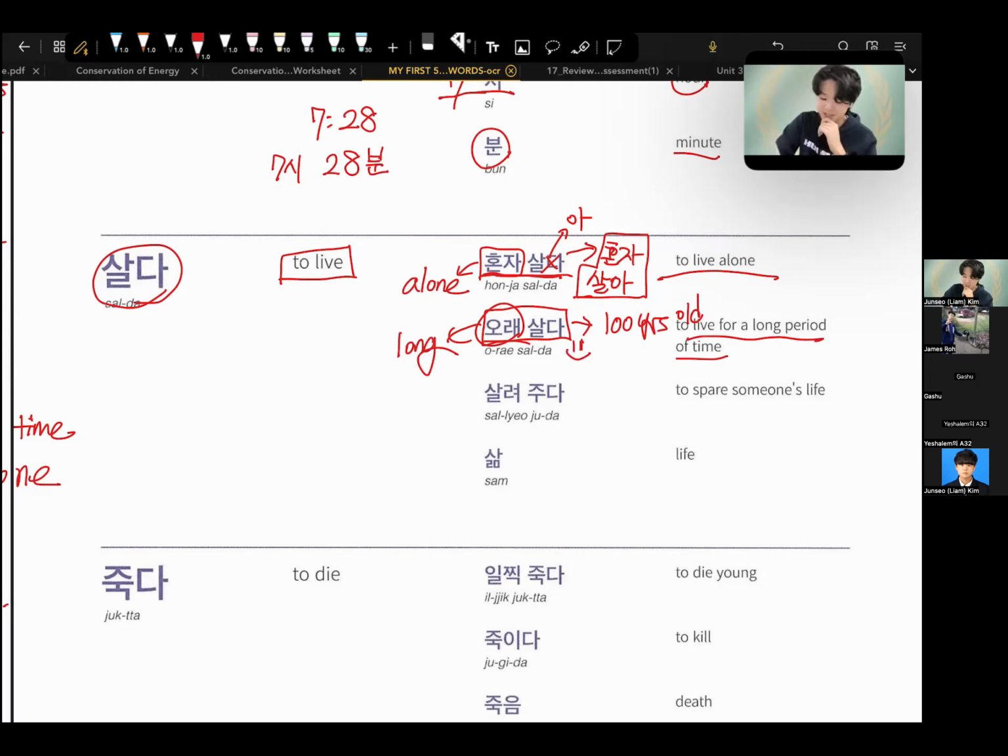혼자 살다, well, although there might be different kinds of perspectives, it's kind of bad. It's kind of sad, right? 혼자 살다. Okay.